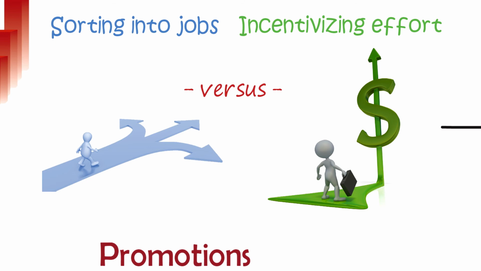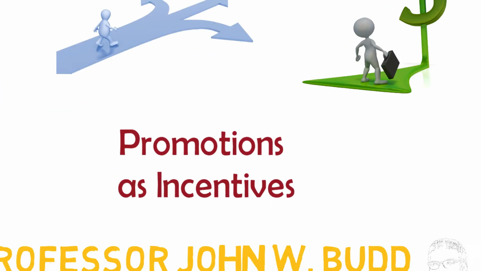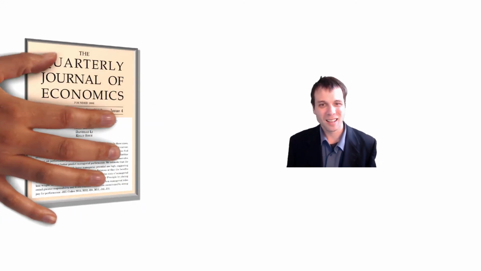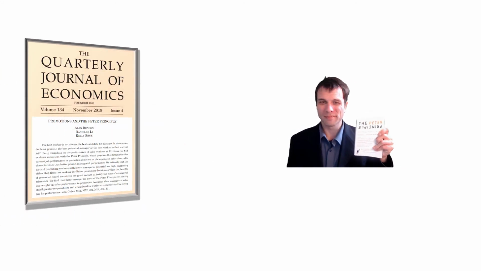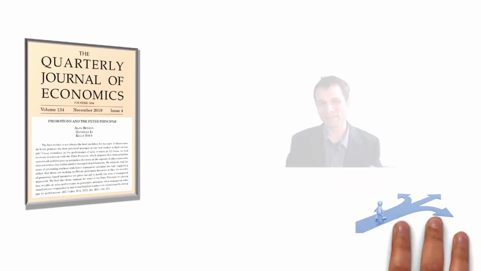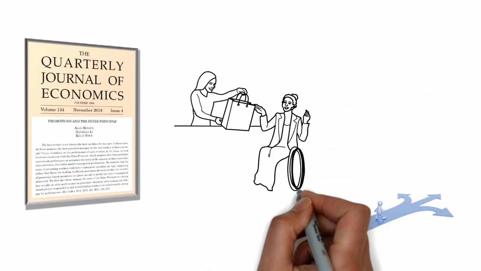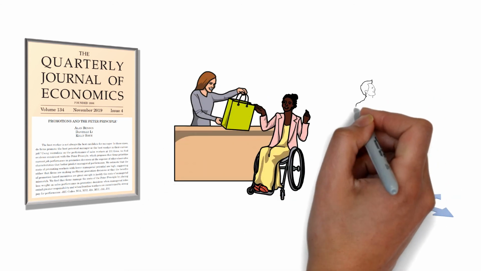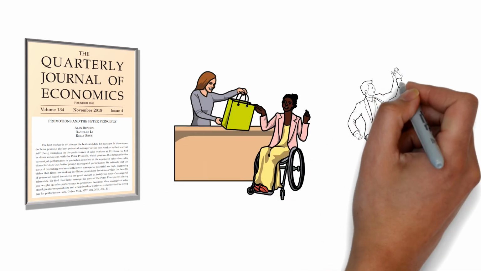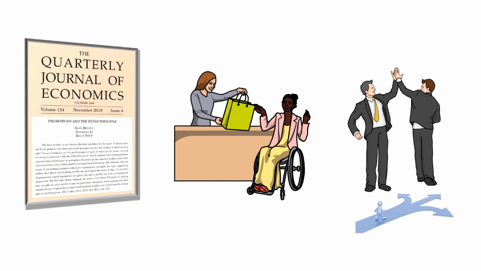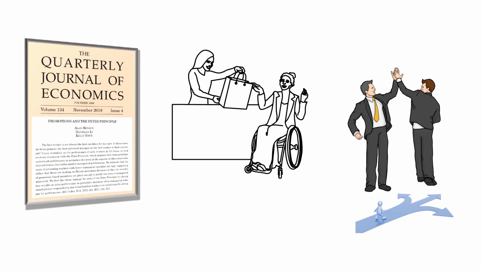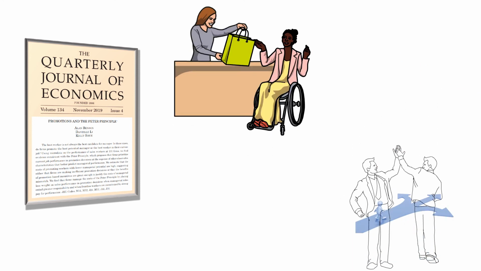Unfortunately, these two functions might clash. Professor Alan Benson has done path-breaking research highlighting the difficulties balancing the sorting and incentive purposes of promotions. This research can explain the long-standing Peter Principle that claims that workers get promoted to their level of incompetence. More specifically, this research provides strong evidence that when looking to promote someone into a sales manager job, companies frequently promote the best salesperson rather than the best potential manager.